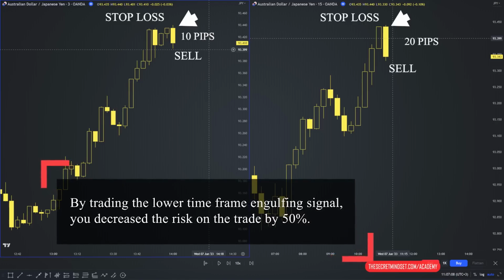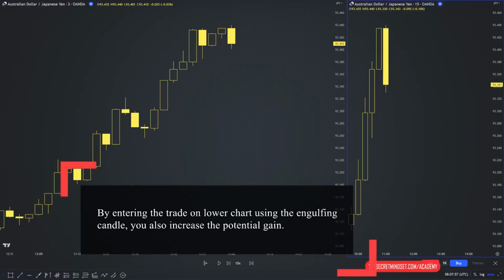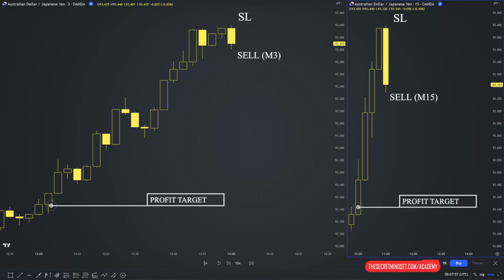Furthermore, by entering the trade on lower time frames using the engulfing candle, you not only decrease your risk, but you also increase the potential gain. This is because your entry occurred right at the beginning of the downward movement. If you had traded based on the engulfing candle seen on the higher time frame, you would have entered the trade after the market had already moved down. As a result, the potential profit you could have made from the trade would have decreased.